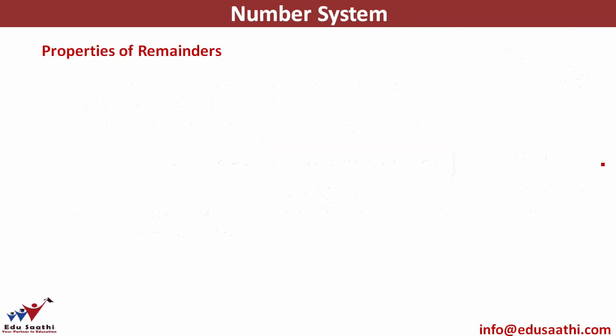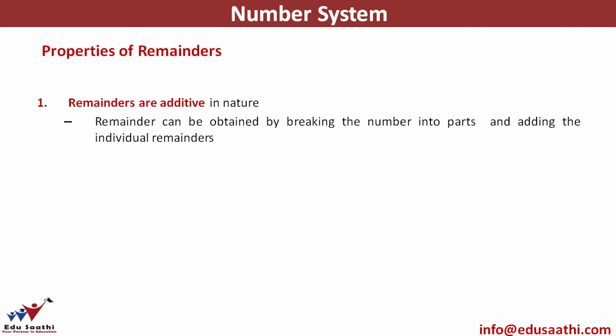There are certain properties of remainders that we need to understand in order to solve questions on remainders. The first one being, remainders are additive in nature. Additive means that the final remainder can be obtained by breaking the number into parts and adding the individual remainders. So if I have to find the remainder when 88 is divided by 7, I can break the number into parts, find the individual remainders, and then proceed ahead and solve the question.